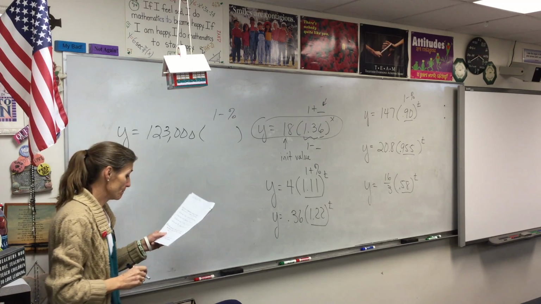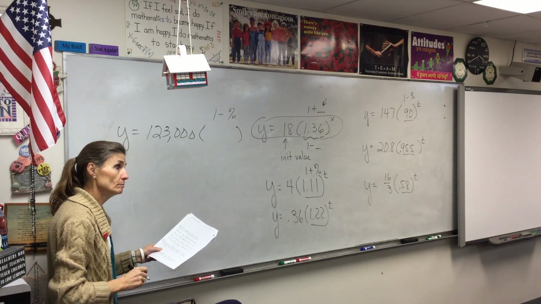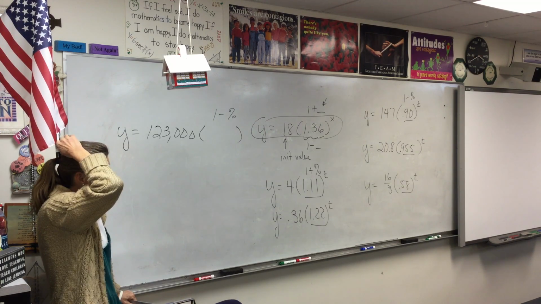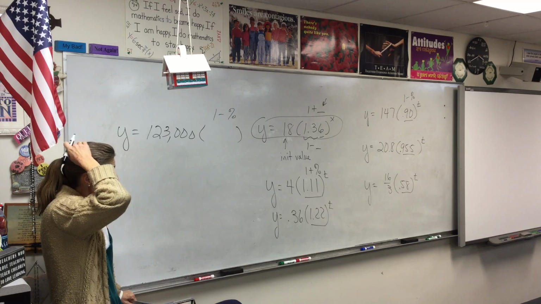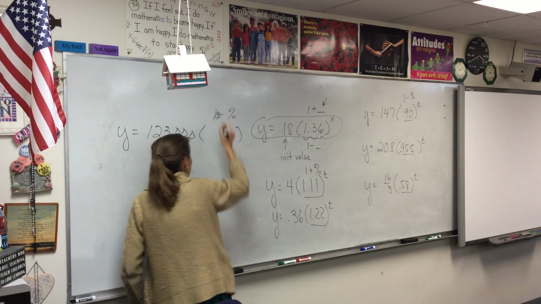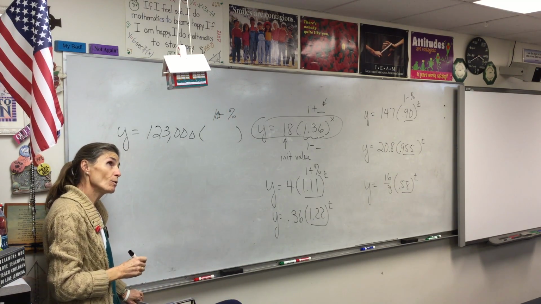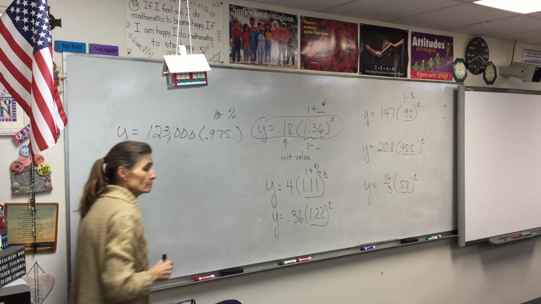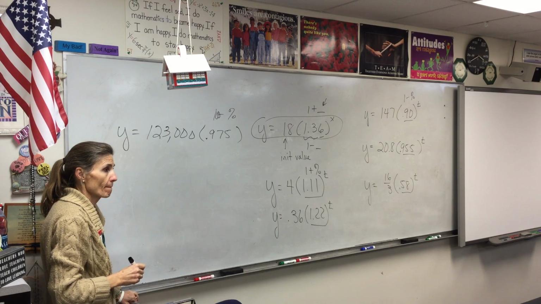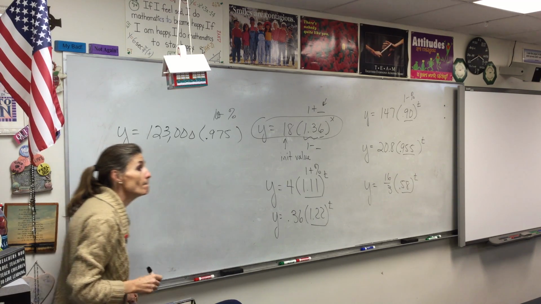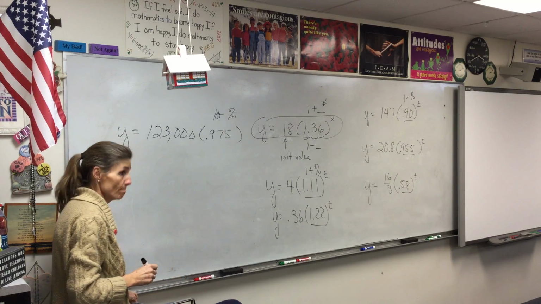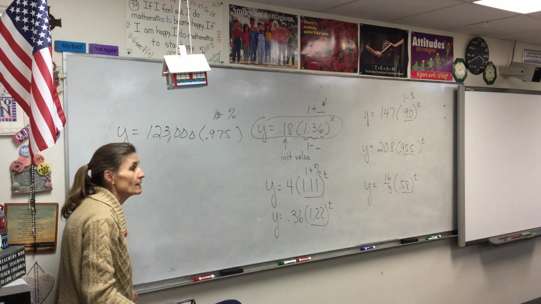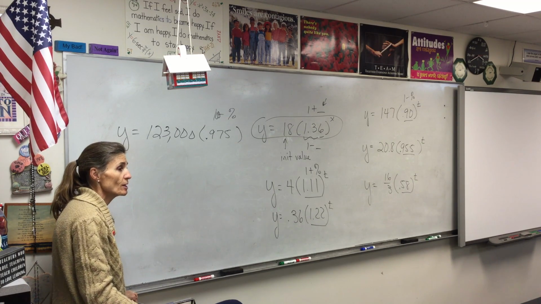What's the percentage? It's 2.5. So if we take 100 minus, I'll say 100 minus 2.5, what do I get? 0.975. You have to write it like that. So if you write it like 97.5, that's wrong. It has to be as a decimal. Okay. Yes, good question, Ashley.